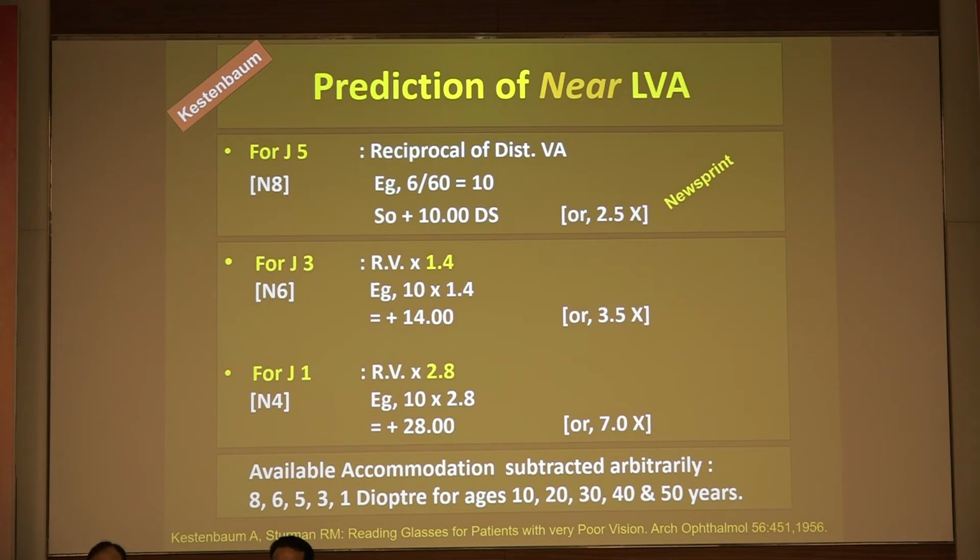But remember, Kestenbaum's rule doesn't apply for all patients. Some patients who've got a central scotoma will require twice the amount of dioptric power that you have calculated by this rule. So this is a rough idea. You have to play with the magnification. Whatever magnification you have predicted, you can go 1 or 2 steps above or even below, depending upon the comfort level and the desire of the patient.